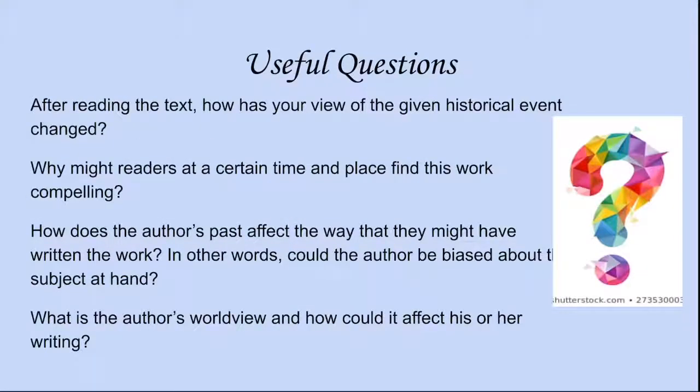Okay, and some useful questions that you could use while examining a text with the historical lens are, after reading the text, how has your view of the given historical event changed? Why might readers at a certain time and place find this work compelling? How does the author's past affect the way that they might have written the work? Or in other words, could the author be biased about the subject at hand? And what is the author's worldview and how could it affect his or her writing?